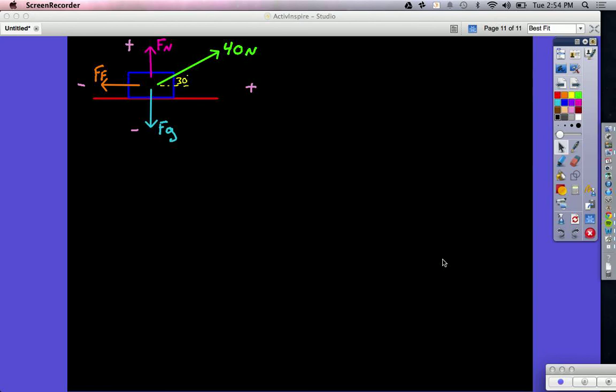problem. Someone is pulling a 5 kilogram box to the right, and it's our job to figure out what the friction force is and the normal force is, given that the box is being pulled at a constant speed. Step 1, we draw all of our forces. Here's my force of pull, which is 40 newtons. Normal force is going straight up, force of friction to the left, and force of gravity is going straight down.